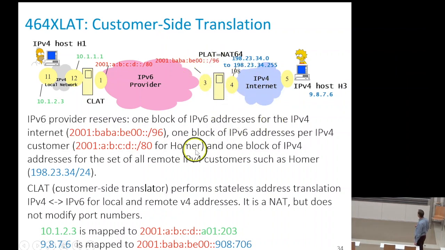The second thing that this provider will do is for every customer, like Homer here, he will allocate a block of IPv6 addresses for this customer. For example, this block here. We could allocate a /96 if we wanted this local area network to use only IPv4, but typically you have IPv4 and IPv6. So we give you a block that's a bit larger, and inside this block you will put all your IPv4 addresses, plus also your native IPv6 address. So that is business as usual.